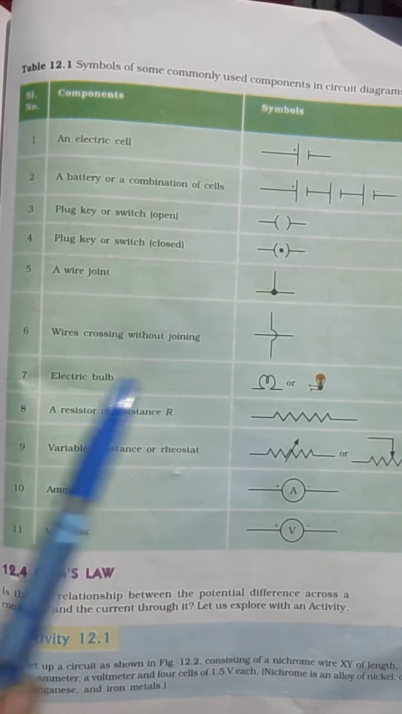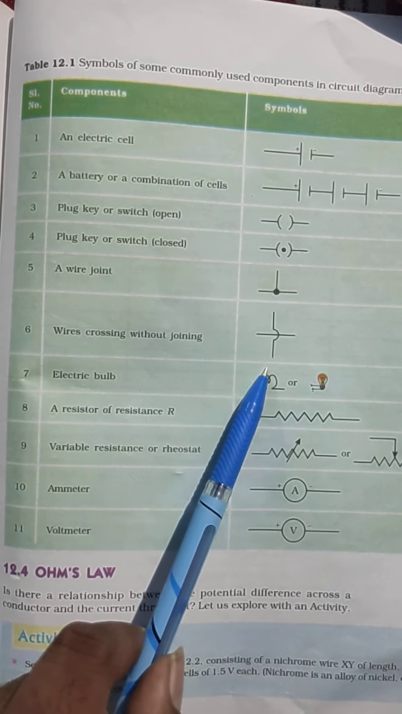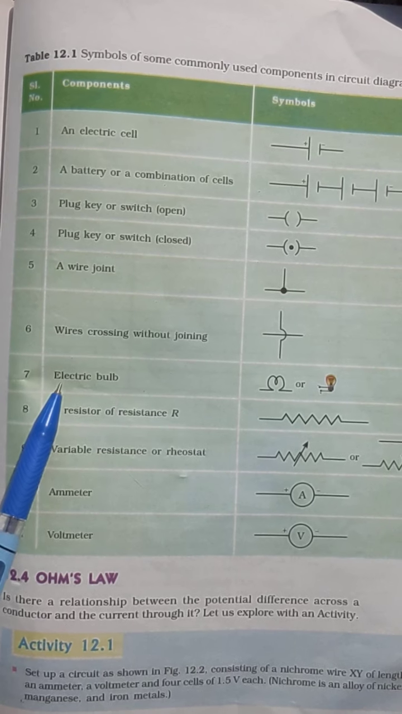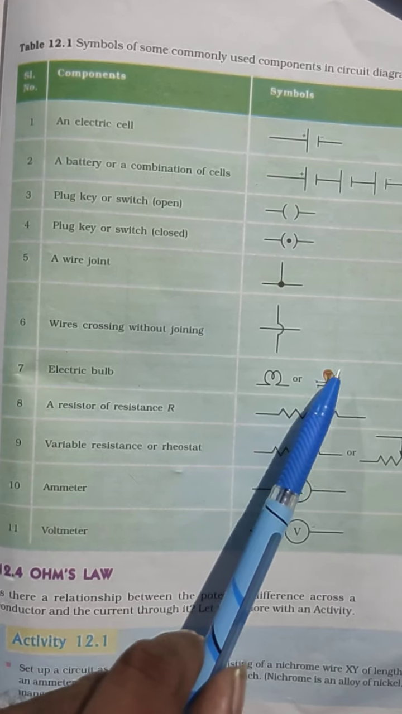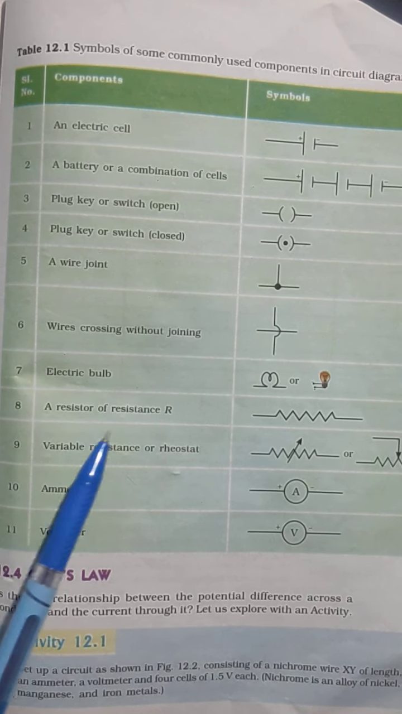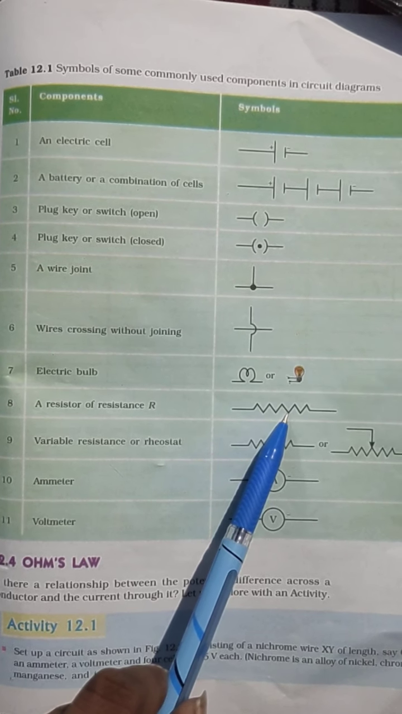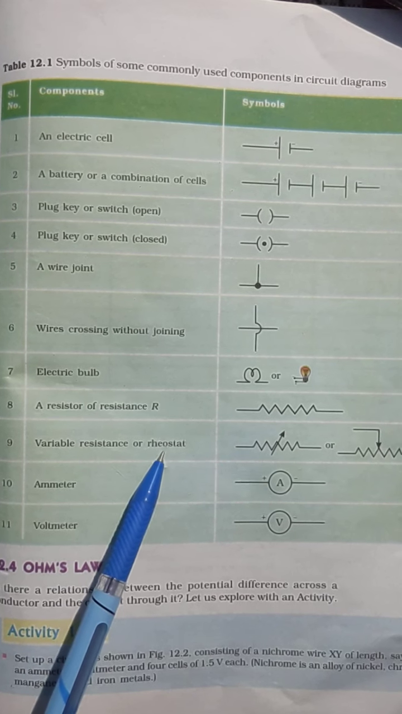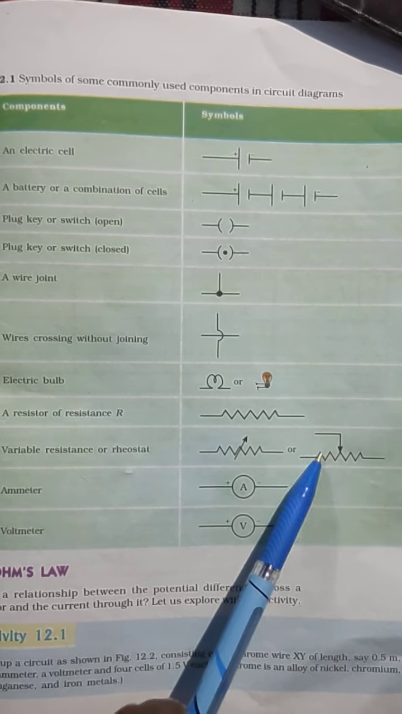A wire joint: this is a wire joint. Wire crossing without joining: we can see this wire and this wire crossing without joining. And next is the electric bulb. This is the symbol of an electric bulb, this symbol or this or this. And a resistor of resistance represented by R. So this is the symbol of resistance. And next, variable resistance or rheostat. This is the symbol of variable resistance or rheostat.